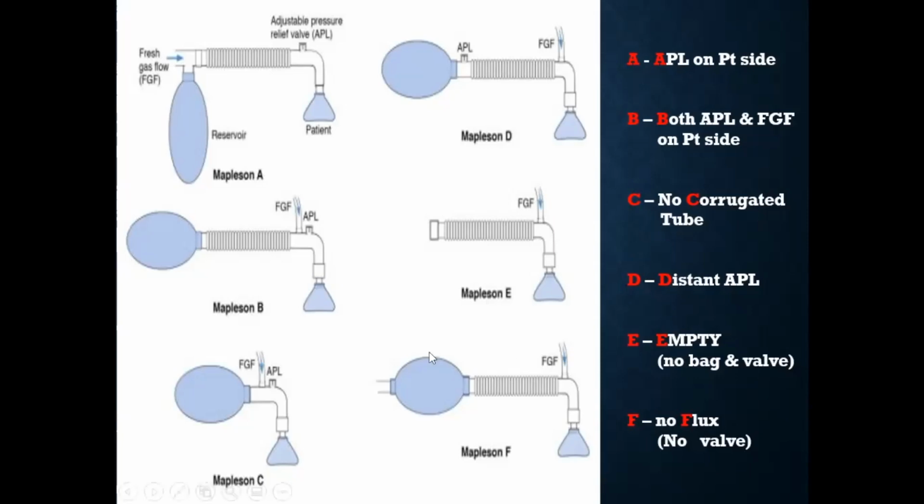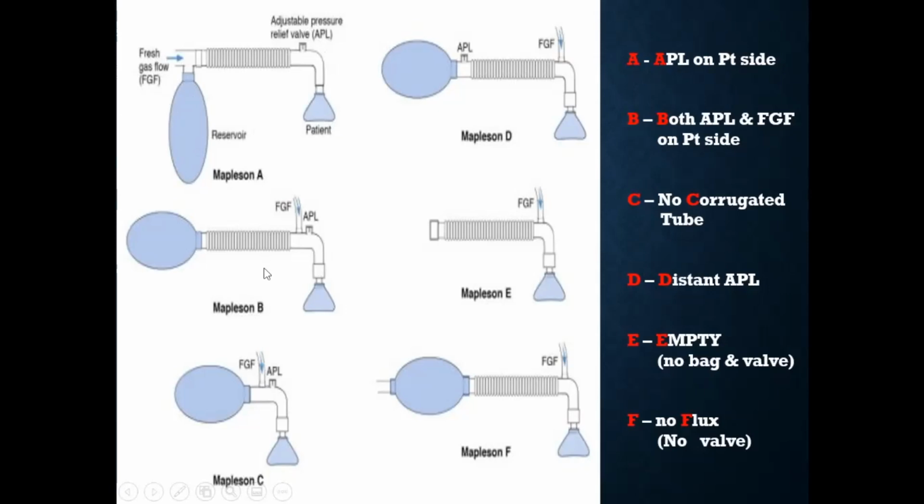Okay. First, Mapleson A. A, you remember APL. The adjustable pressure limiting valve is on the patient side. Only the APL is on the patient side. Everything else is away from the patient. This is the patient. Only your APL valve is near the patient. Corrugated tube is after that. Fresh gas flow is after that, and reservoir is after that. Only APL is near. So Mapleson A, only APL. A for APL is near to the patient. That's how you identify.